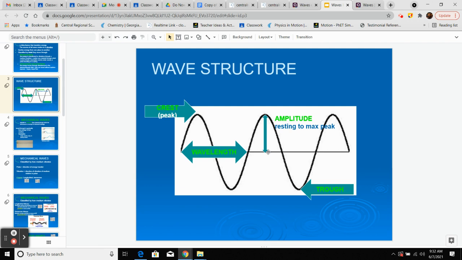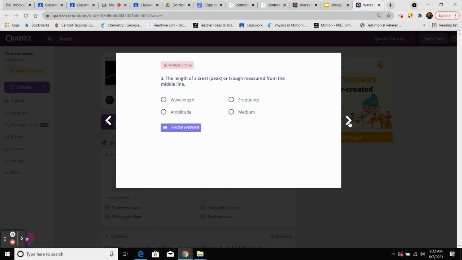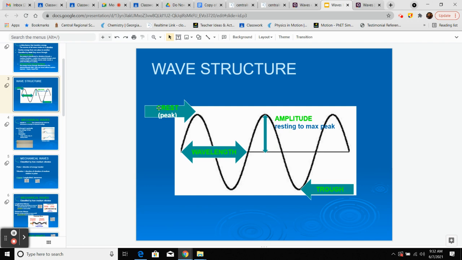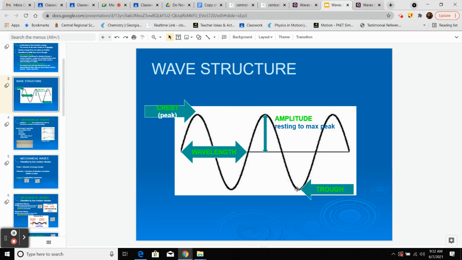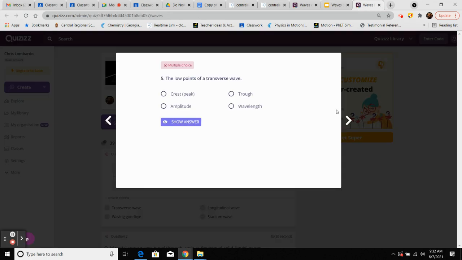From the middle line to the crest, what is that called? Amplitude. Okay, what are the high points on the transverse wave called? Crest. What about the low points? Trough. So you see how many of them are here, right? What is the distance between any two crests?